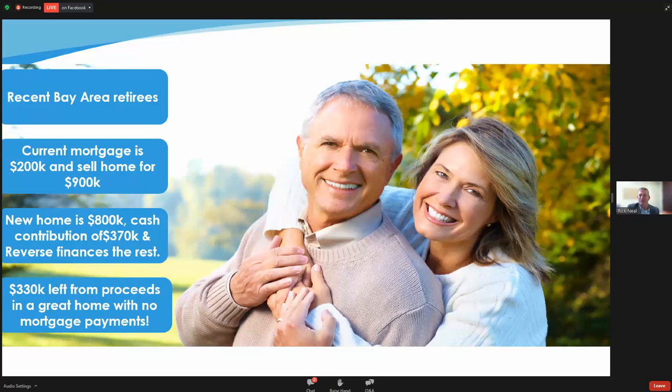Again, using the HECM for purchase allows a borrower to pay a fraction of the purchase price, own the home, make no mortgage payments, and pay only property taxes, insurance, and HOA.